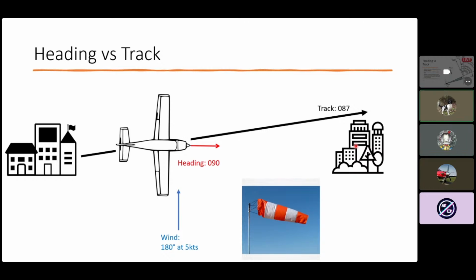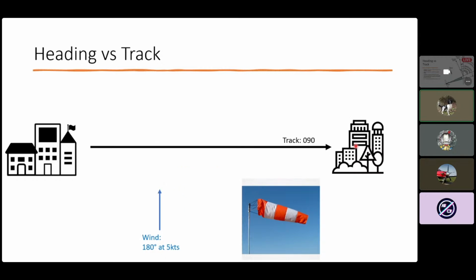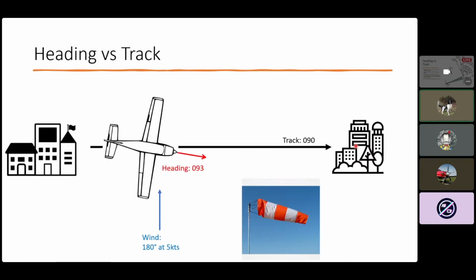If it's a short leg, maybe it doesn't matter. Over a longer leg, you're going to struggle to get to where you want to go. So it's important to account for that wind. So how could we, with this wind, track 090? Point a few degrees to the south. Correct. We would point into the wind.